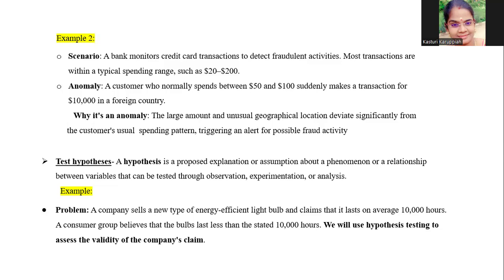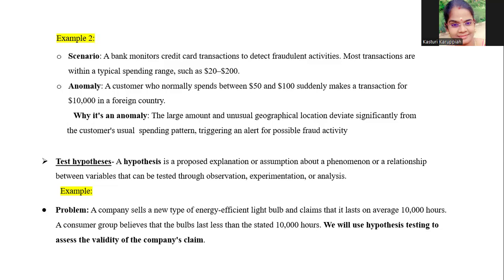So, what is the problem? A company sells a new type of energy efficient light bulb and claims that it will last on average 10,000 hours. The company is claiming that on average a light bulb will go for 10,000 hours. But a consumer group believes that the bulb lasts for less than 10,000 hours. How did they conclude that? By using hypothesis testing to test the validity of the company's claim.